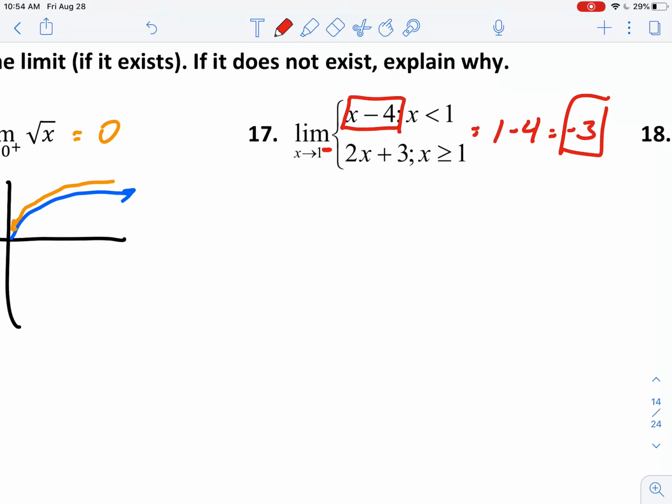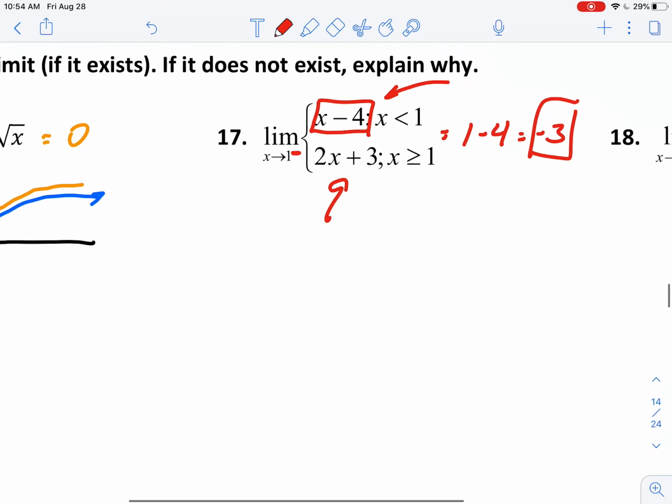Let me repeat that. On a piecewise function, if it's from the left, you plug it into the expression that's on the left side of that x value. If it was a plus sign, meaning from the right, then I would have plugged it into this bottom expression, because this is the part of the graph to the right of x equals 1.